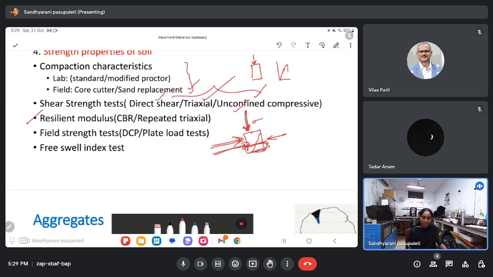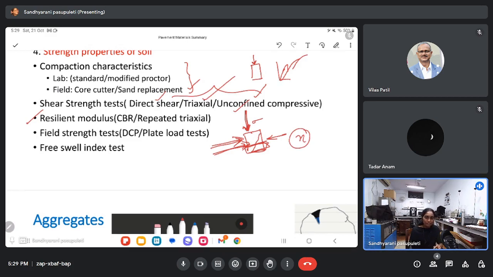Some of the strain can be recovered, but if I apply load again, you can see that there will still be accumulation of strain. Again there will be another accumulation of strain. After a particular number of cycles, whatever permanent deformation or plastic strain develops in the soil becomes constant.